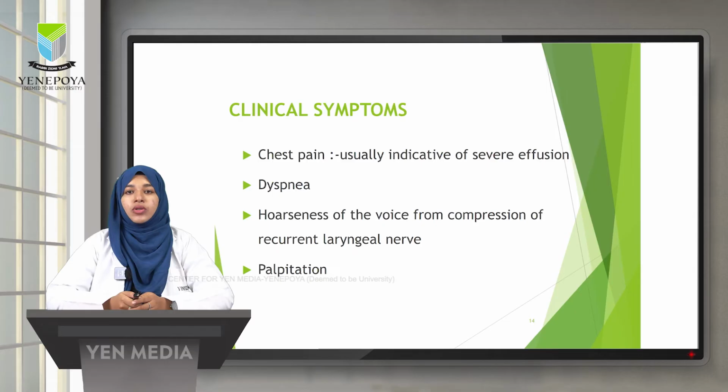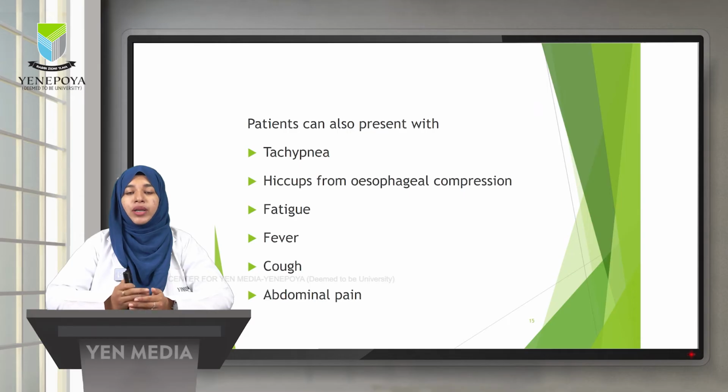So now we'll move on to the clinical symptoms. What symptoms can you see in a patient having cardiac tamponade? When a patient has severe tamponade, the main finding is chest pain. It is suggestive of severe cardiac tamponade. The next one is dyspnea. There will be hoarseness of voice due to compression of the laryngeal nerve, and you can see palpitation. The patient can also present with other symptoms such as tachypnea, hiccups due to esophageal compression, fatigue, cough, fever and abdominal pain.